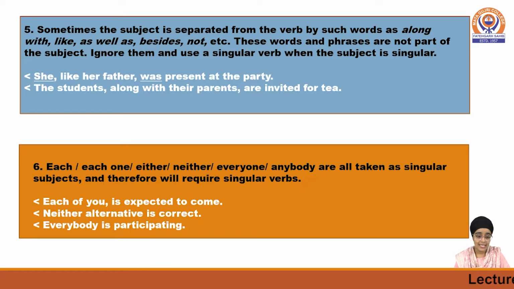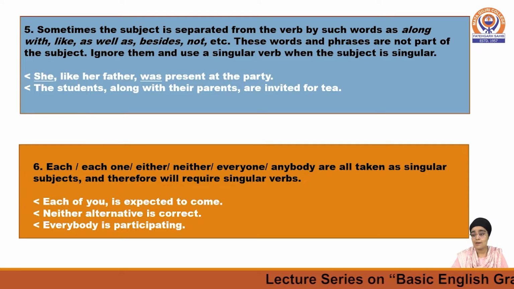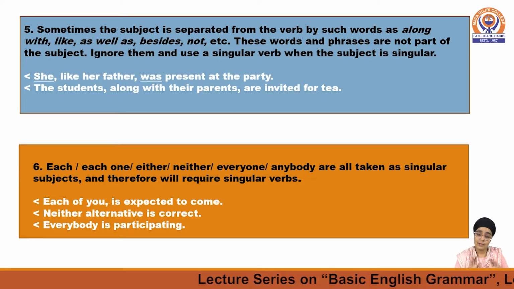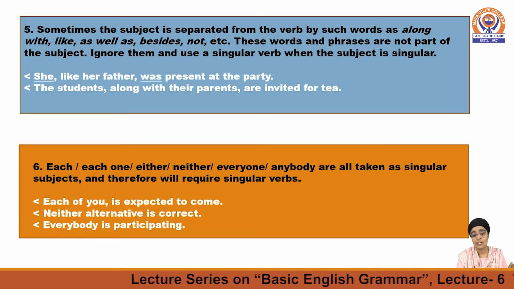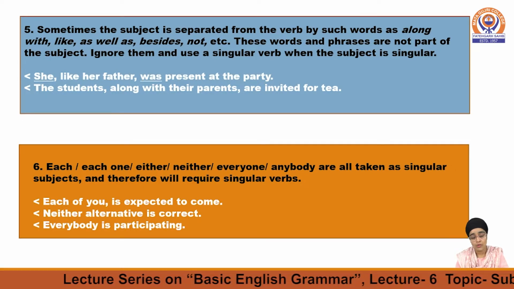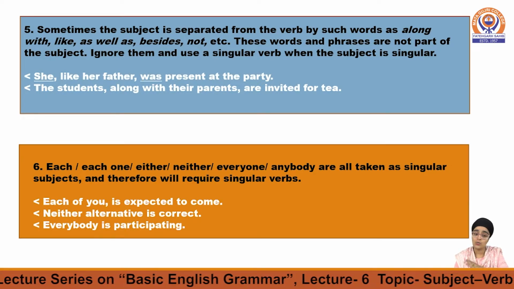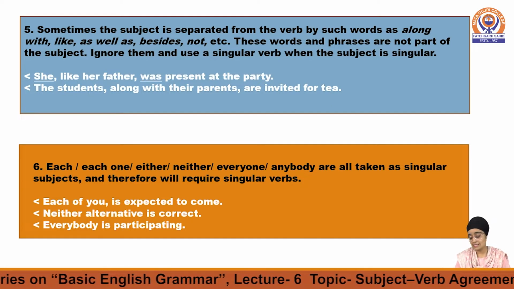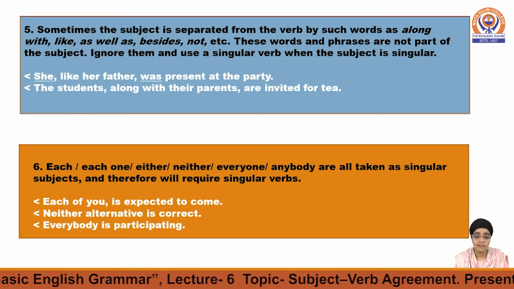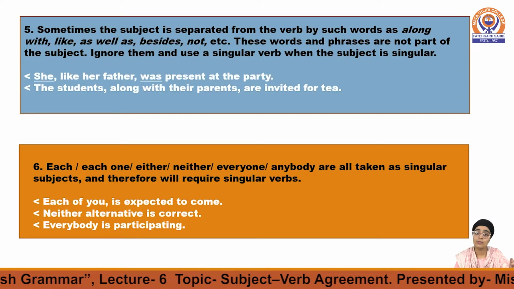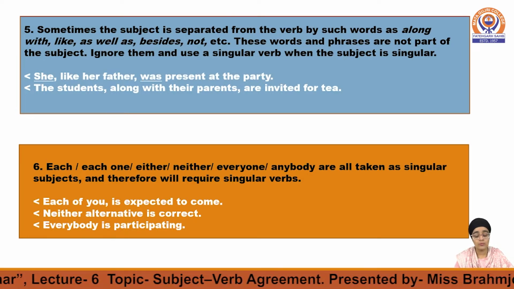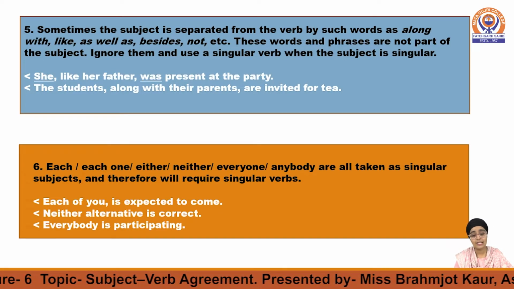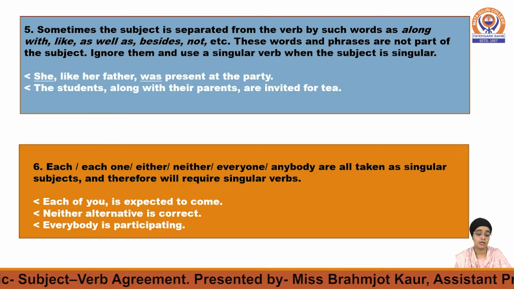So, she, like her father, was present at the party. I am talking about her, but I am just comparing her to her father, but the main subject remains she. So she is singular, so therefore the verb was. She, like her father, was present at the party. Unlike this, had I said she and her father, I am talking about both of them. So then the verb will be plural. But here, she, like her father, was present at the party.